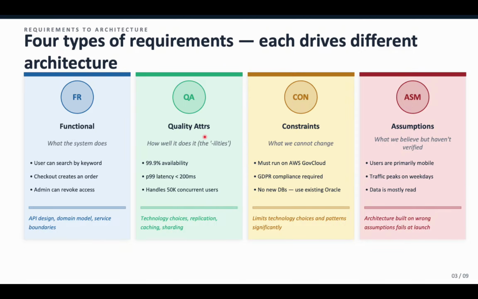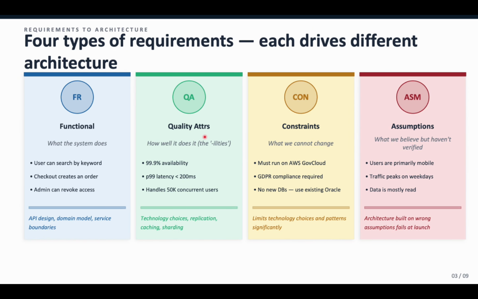Then we have the quality attributes, and these are the -ilities, like availability, scalability, reliability, and even performance. Even though performance doesn't end in -ility, it is also a quality attribute.